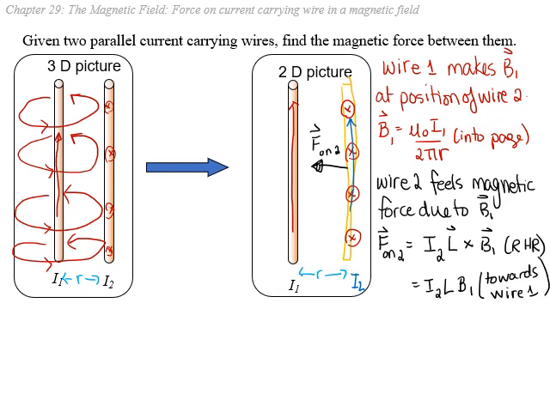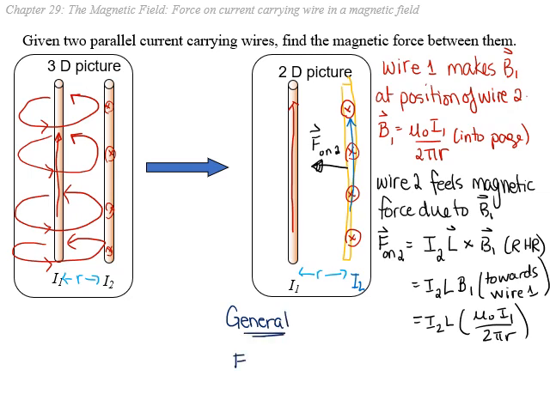Because that direction would be true no matter how we rotated our wires. Now I'm going to fill in what I know for my B1. I2 times L. B1 is mu naught I1 over 2 pi r, where r is the distance between the wires. Okay, so this gives us an expression for the force on wire 2 due to wire 1. Let's write down this general expression.